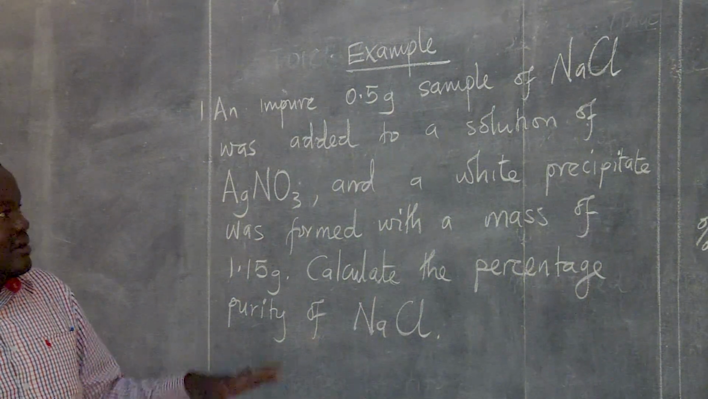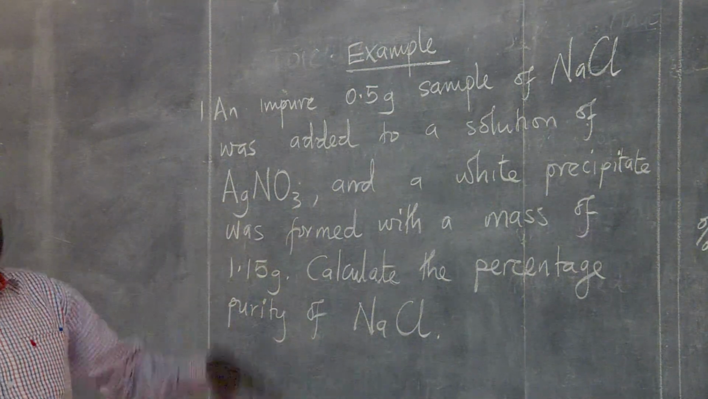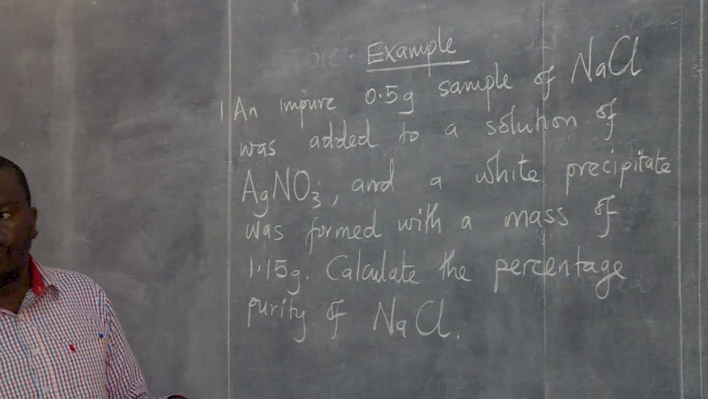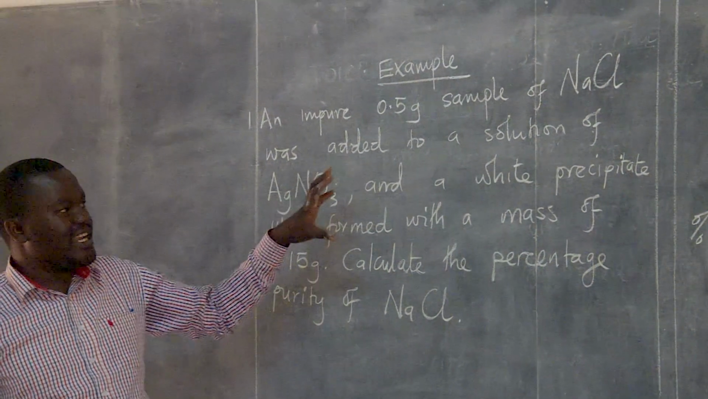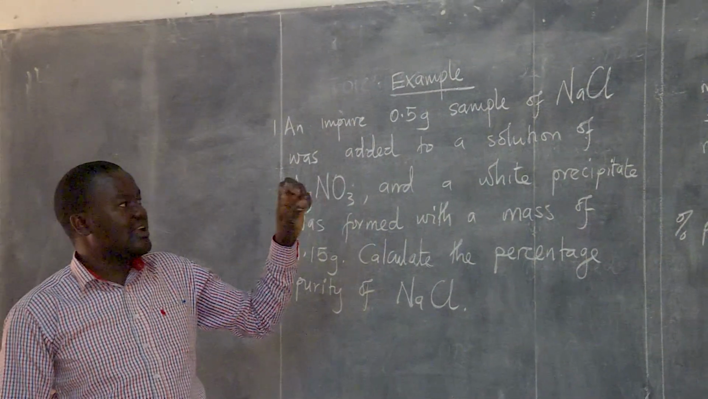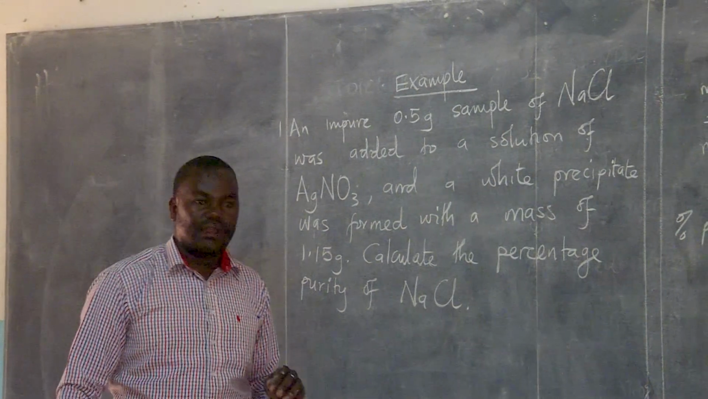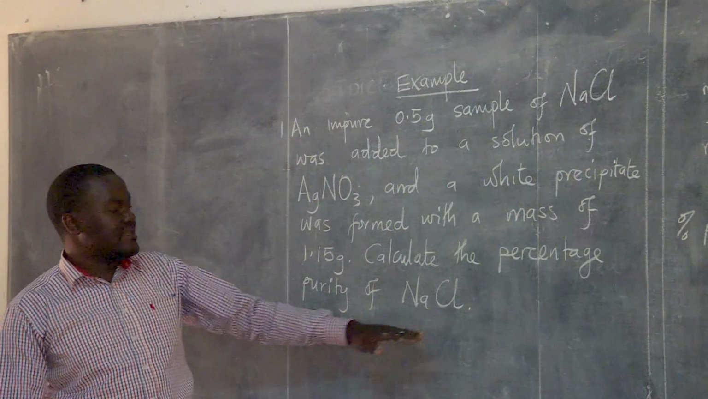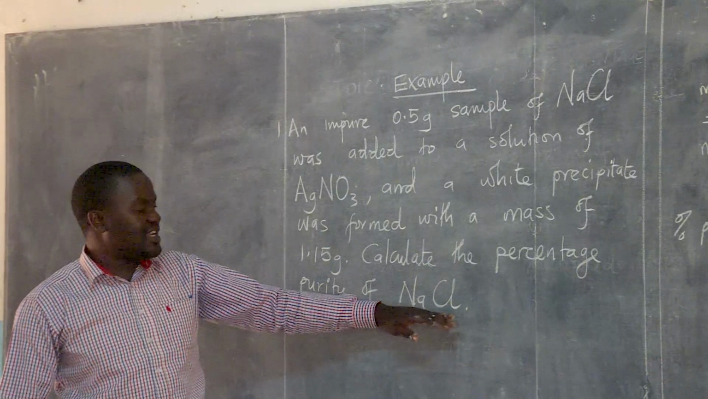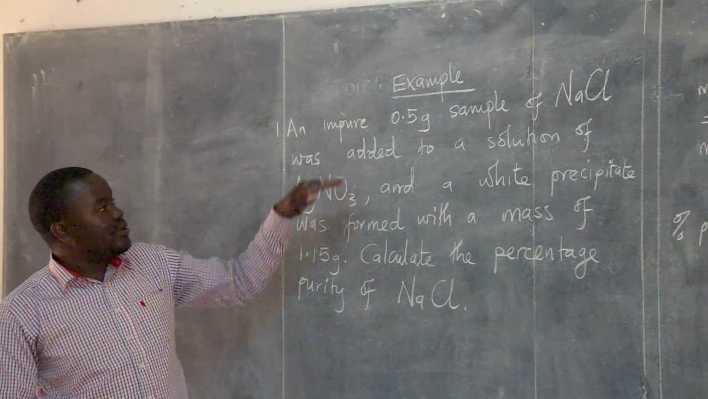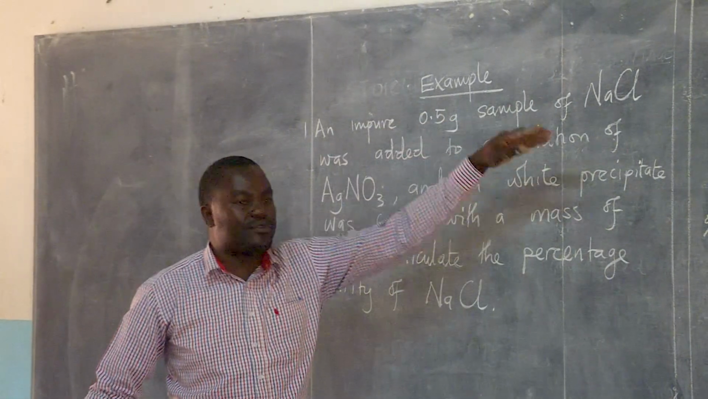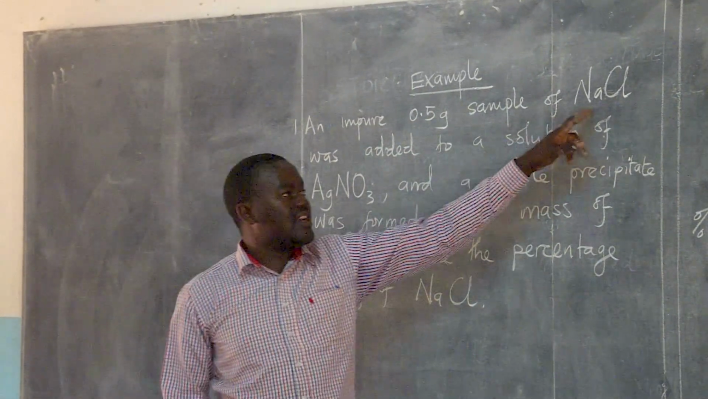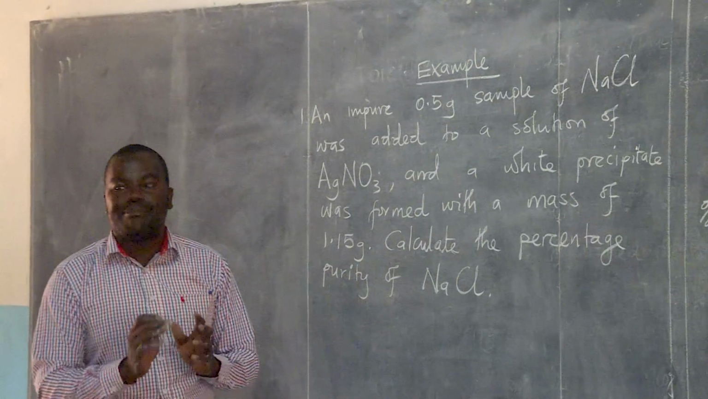So now, this is a question based on stoichiometry. So now, when a question is asked in this way, you want to find the percentage purity of sodium chloride. Mind you, as we are starting from there, they are saying an impure sample of sodium chloride, meaning this sodium chloride has some impurities.